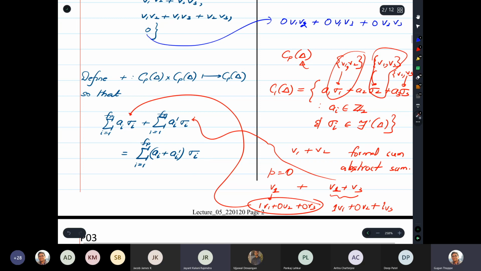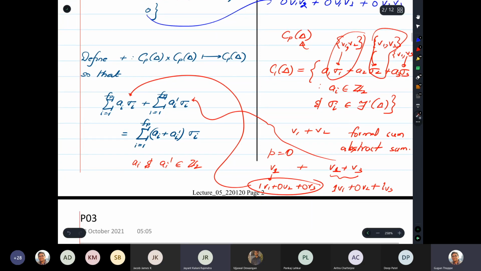Now you can ask me, well, how do I do this addition? Well, a_i and a_i prime are both elements of Z2. Z2 comes with its own addition operation, so you know how to add them. I have already told you how you can add them. So you take that addition operation and add these. Whatever is the result over here, you put it in front of sigma_i and write this formal sum. And in this way, you can define the addition operation.